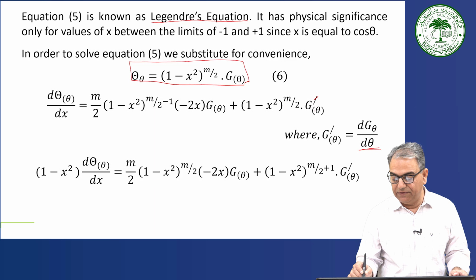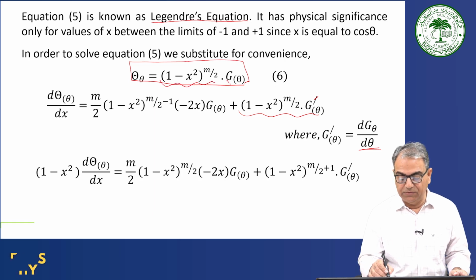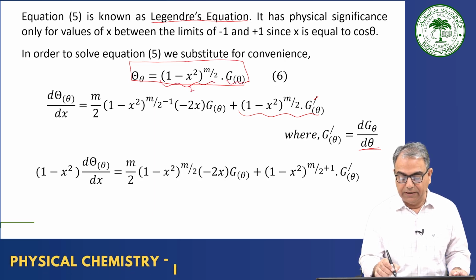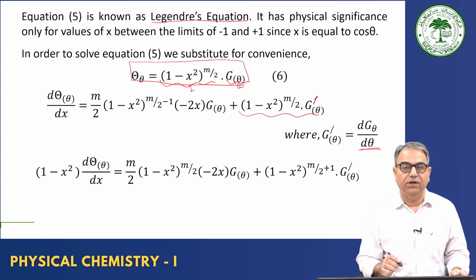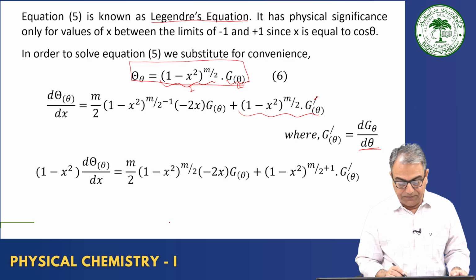So in the second part we are differentiating g theta. In the first part we are differentiating the first term. You have the first term and the second term. So that's the normal process all of you are aware of for doing the differentiation. So we can find out d theta theta by dx.